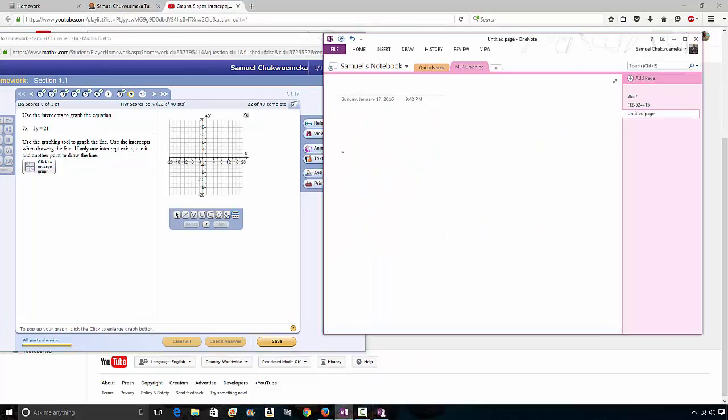Add page. So the equation of a straight line is this: y equals mx plus b. So put this in that form, and use a table of values. It will save you time, okay? Put it in that form, and then use a table of values. And all you need is 2 points. That's all you need. Now it says if only one intercept exists, use it and another point to draw the line. So all you need basically is 2 points.